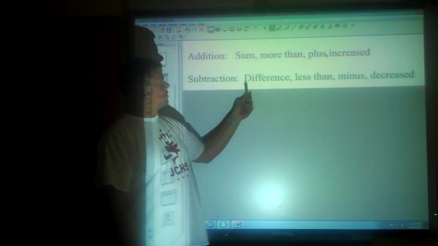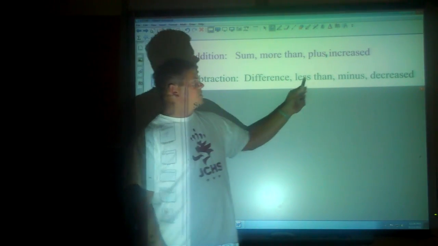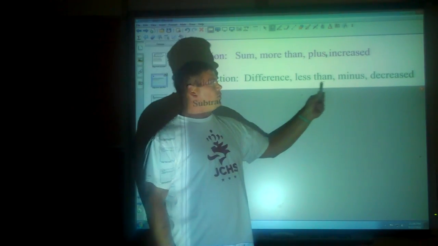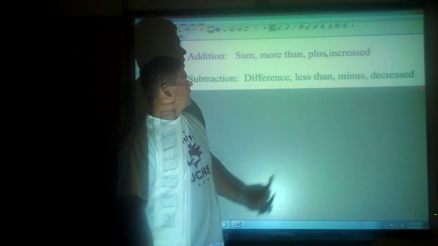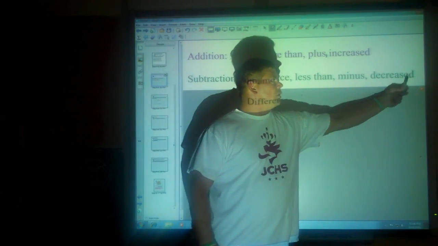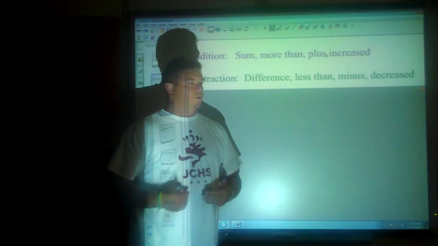Subtraction, words like difference or less than you had before. Again, not to confuse this with an inequality sign. Minus makes us think of subtraction, and decreased. The amount we had is now smaller than what we had before.